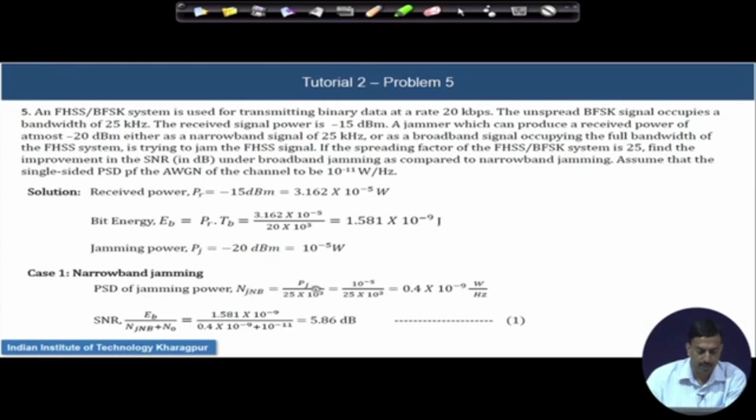So we are given the jamming power Pj, which is 10 to the power of minus 5 watts, which is nothing but minus 20 dBm. And we also know that the jammer has a bandwidth of 25 kilohertz. So we can find the power spectral density of the jamming signal. And so the SNR in case 1 is equal to bit energy divided by the power spectral density of the jammer plus, of course, the power spectral density of AWGN, which is already specified. So we calculate the SNR for narrowband jamming, and it turns out to be 5.86.